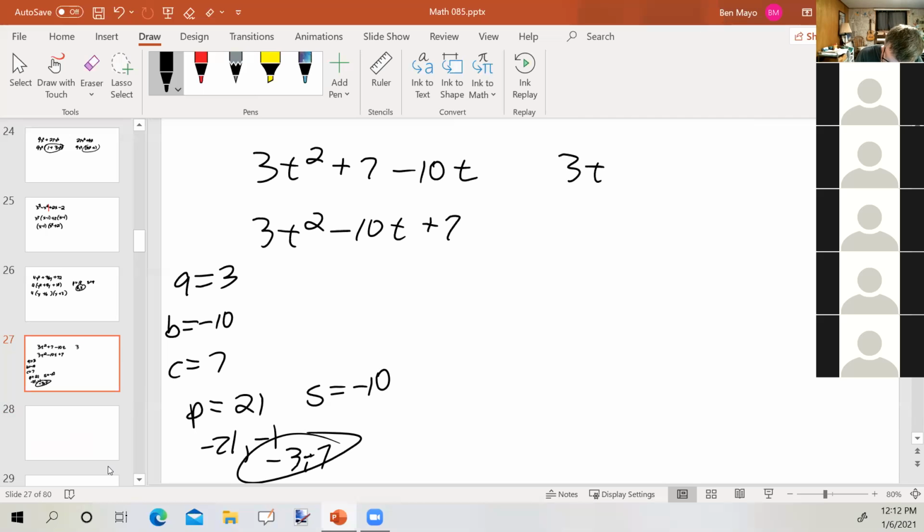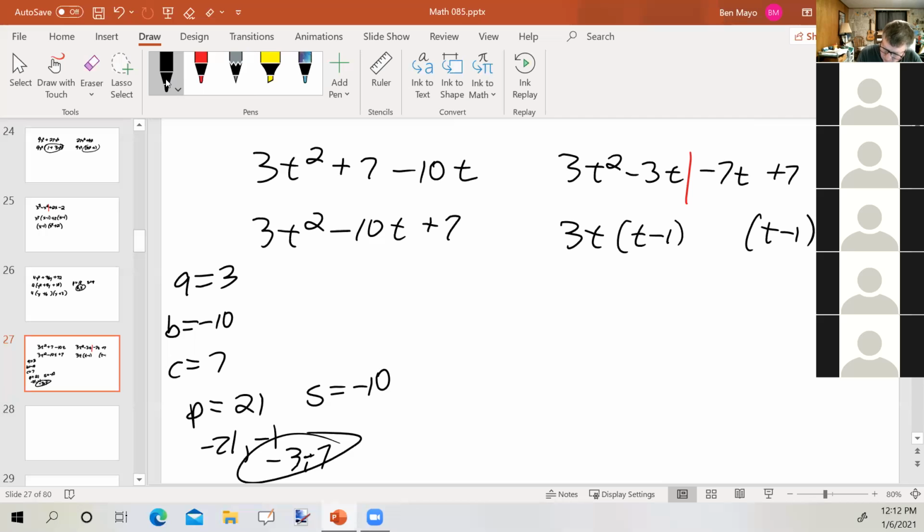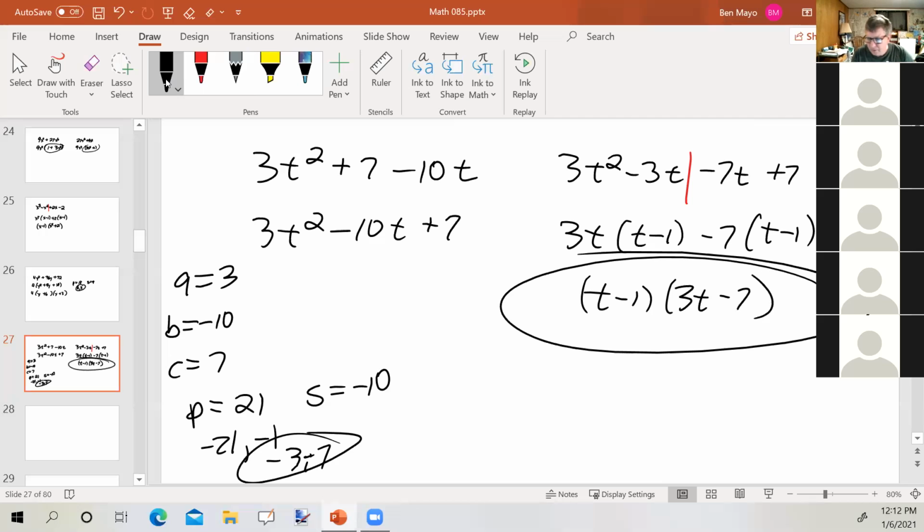So I've got 3t squared minus 3t minus 7t plus 7. Grouping. Greatest common factor of the first 2 terms, 3t, t minus 1 left over. So t minus 1 has to be on the second group. And we're going to take out a minus 7. So t minus 1, 3t minus 7. And there you have it.